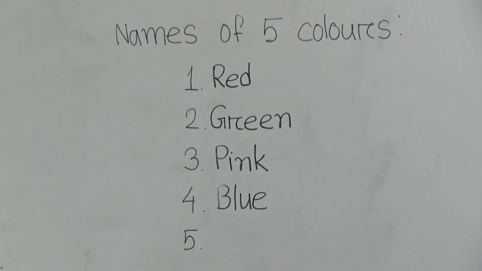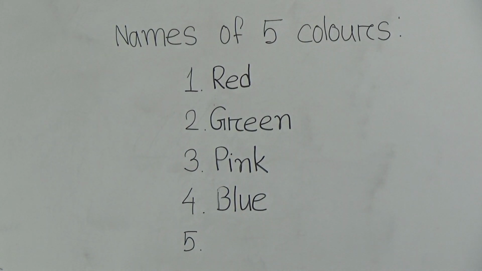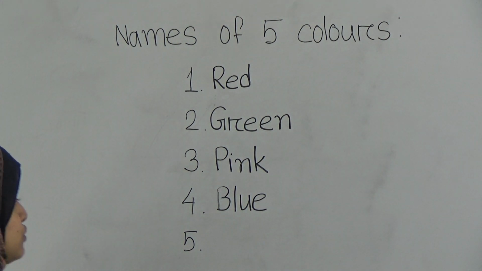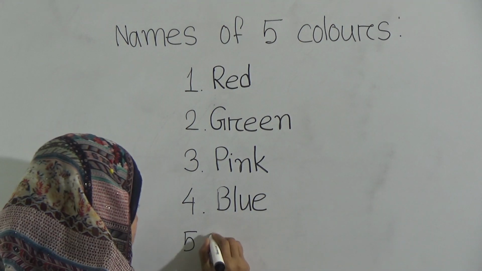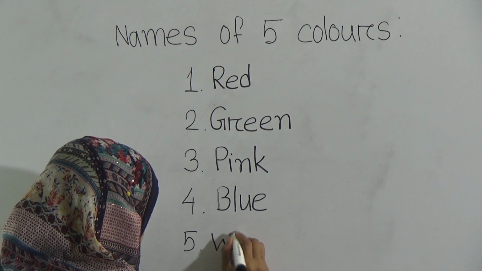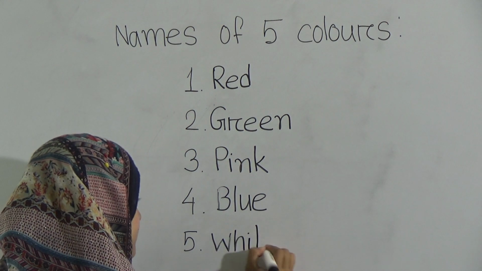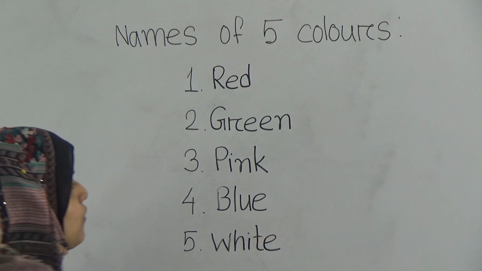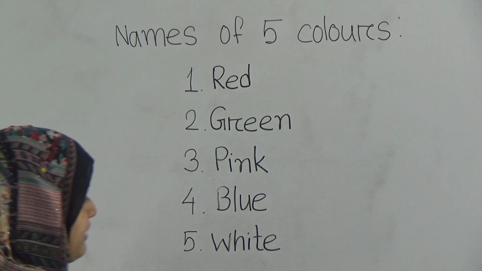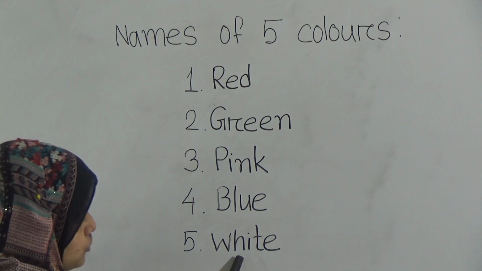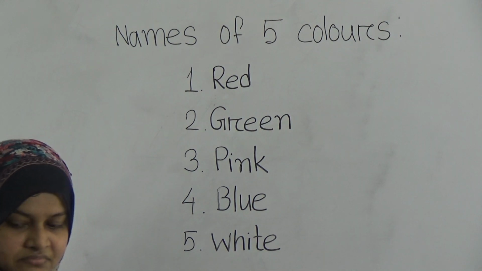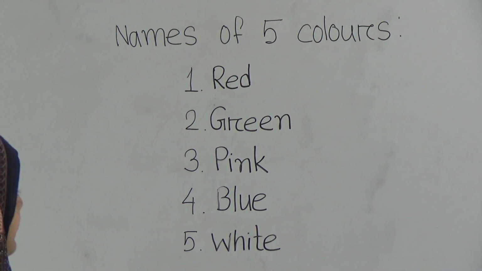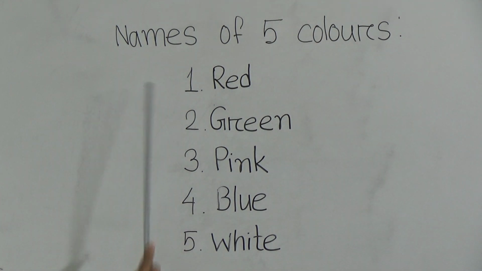This is the last number. And you can write any name of any color. So I'm writing here white. And spell with me. W-H-I-T-E. White. Spell with me. W-H-I-T-E. White. Now students, again say with me from 1 to 5.